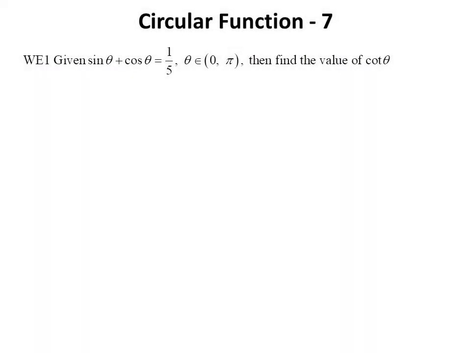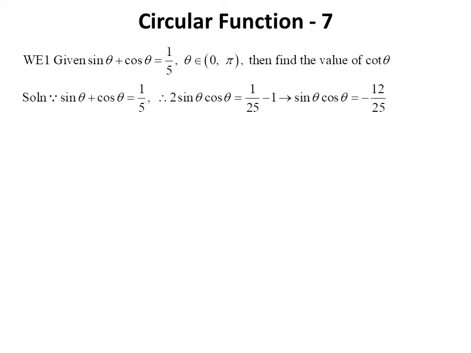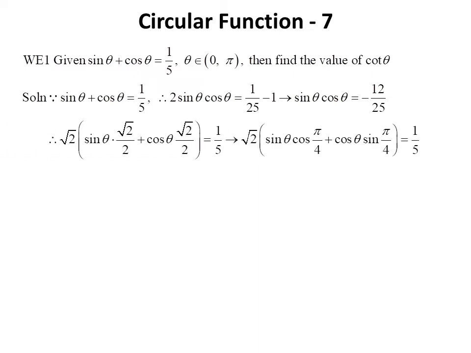Welcome to the 7th session of the circular function series. Example 1 is to evaluate cotangent theta, given that sine theta plus cosine theta equals 1 over 5, where the angle theta is between 0 and pi. Since sine theta plus cosine theta equals 1 over 5, we may obtain the value of sine theta cosine theta, which equals negative 12 over 25. This can be done by squaring both sides of the equation and then rearranging the equation to obtain it.